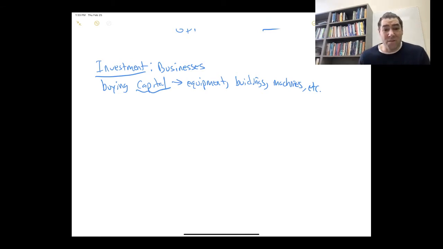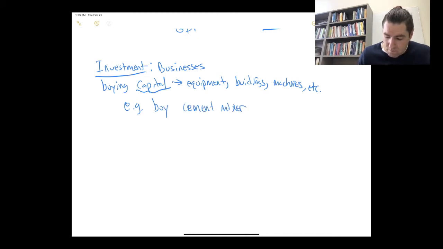Right? So businesses buy stuff. So for example, if I buy a cement mixer, so I'm a construction company, I buy a cement mixer from Oshkosh Corporation. That counts as an expenditure. We put it in investment, right? It's businesses buying capital. So that's the main component of investment.